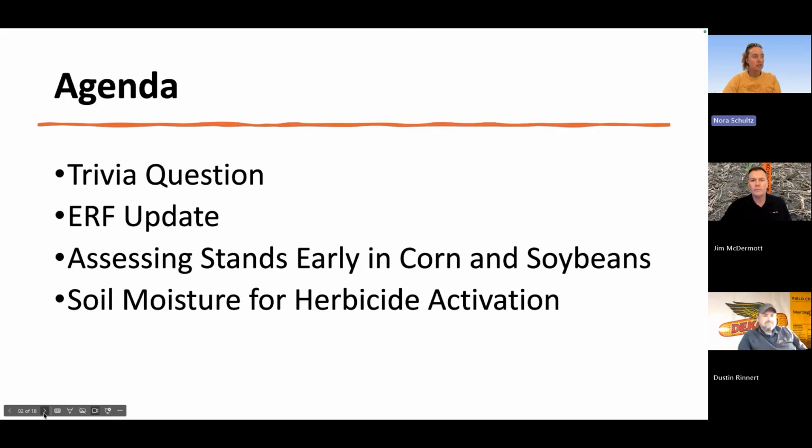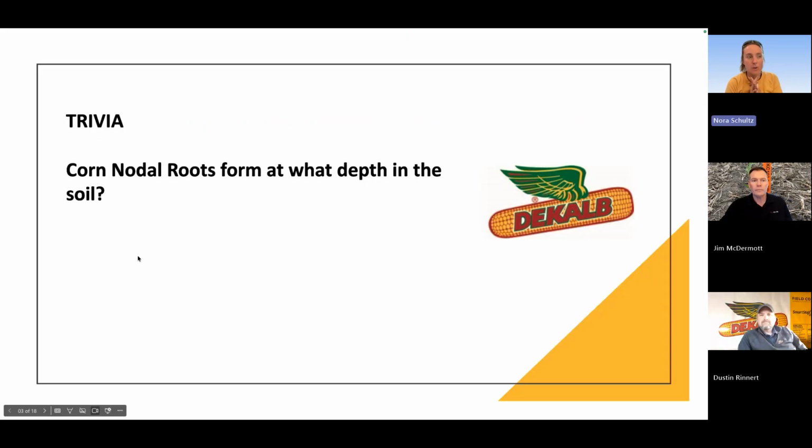There's our agenda. I talked through it. All right, so trivia question. Since we're going to talk some dry weather, some wet weather in our soils, some planting conditions, corn nodal roots form at what depth? And bonus points if you can tell me why it forms at that depth and why our planting conditions matter. I cannot see the chat though, guys.